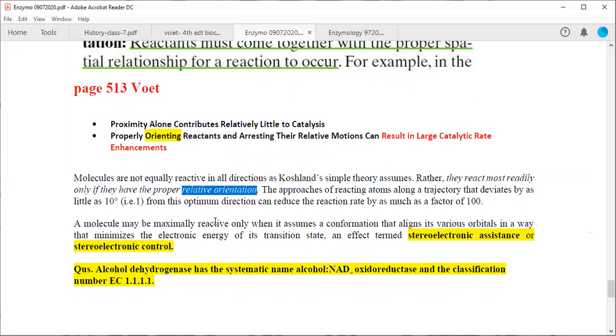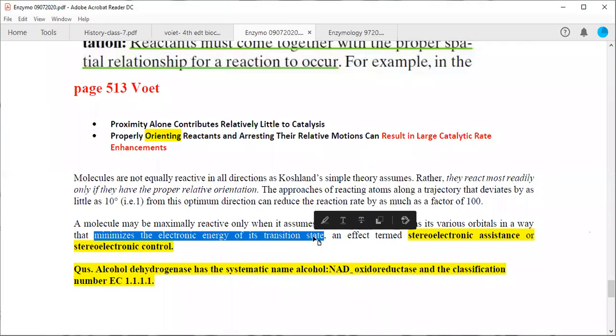A molecule may be maximally reactive only when it assumes a conformation that aligns its various orbitals. So why do you need this proper relative orientation? Because in that particular conformation, it will align the various orbitals in that particular substrate or compound in such a way that it minimizes the electronic energy of its transition state. This is important.